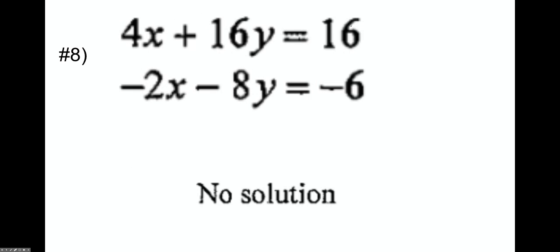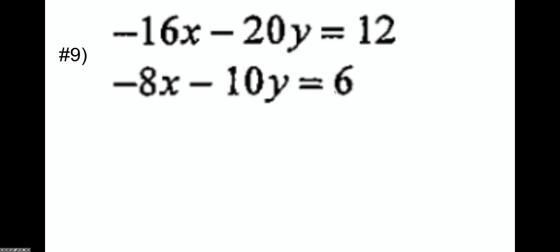Number 8. You're going to multiply the bottom by 2 because 2 times 2 is 4, and that will cancel out with the top. Let's see if 2 works. 2 times 2 is 4. 2 times 8 is 16. 2 times 6 is 12. So it's not going to cancel out with the top. The top is not 12, it's 16. That's why this is no solution.